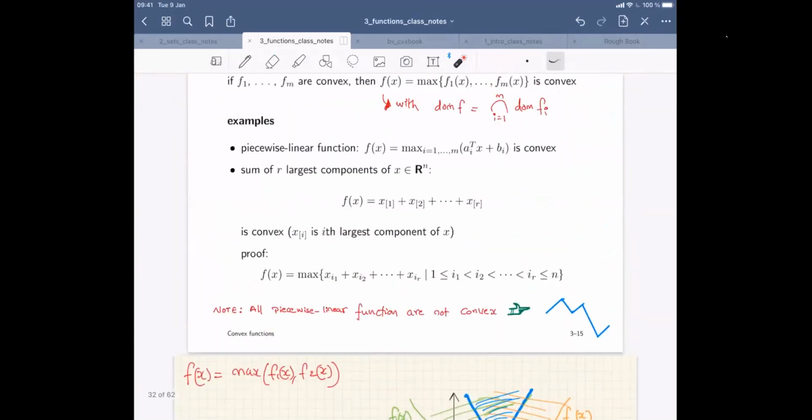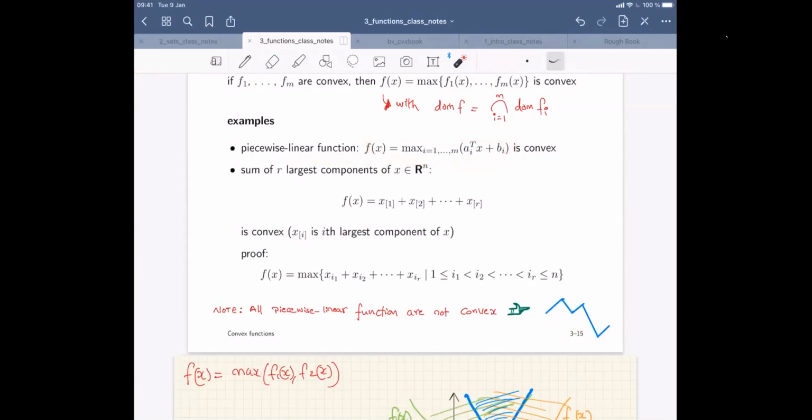But one important point is that we are considering the piecewise linear function just in this form. We cannot say that all piecewise linear functions are convex, because here we have a function which is piecewise linear, this piece is linear, this portion is linear, but it is not convex. So this statement is not applicable to all piecewise linear functions. It's just for functions of this form.